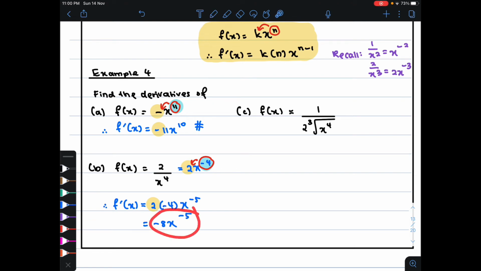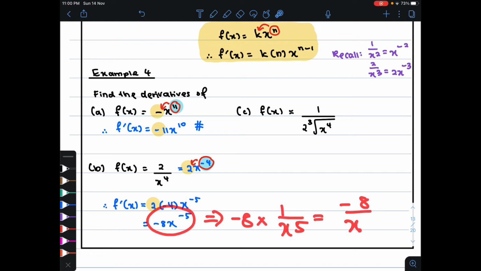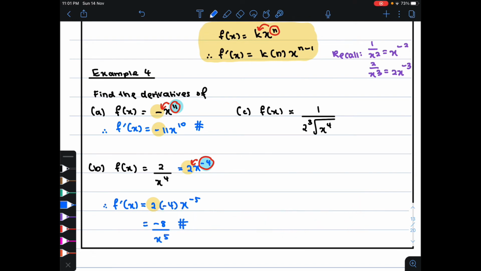But for the final answer, you cannot have a negative sign in the power. So x to the power of negative 5 is actually 1 over x to the power of 5. So this is actually negative 8 times 1 over x to the power of 5, which is negative 8 over x to the power of 5. So that's the final answer for question B.